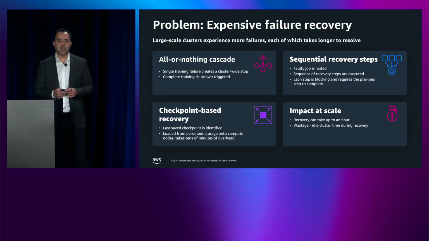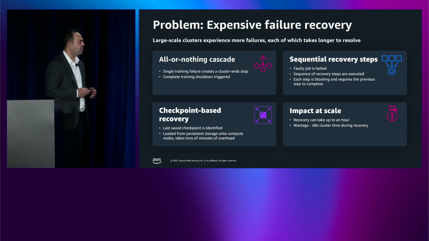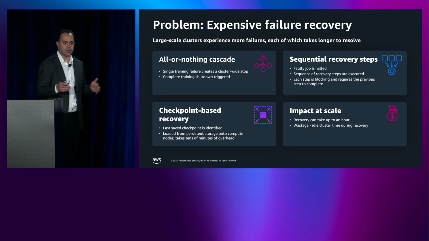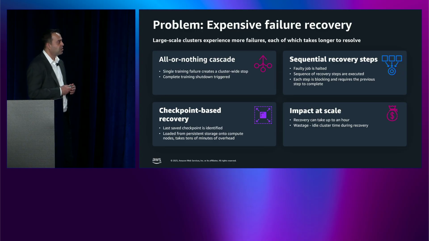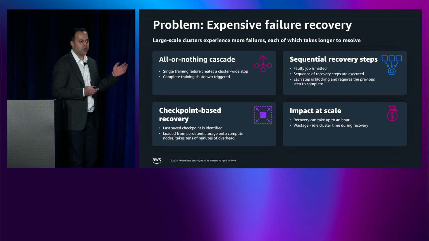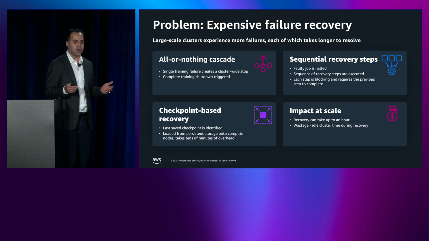But there's still a key challenge. The first one is that there is an all-or-nothing cascade problem here. When the training is stopping because of a fault, it's stopping on all GPUs in your cluster. Your cluster is completely stopped. It's not doing any work. So that leads to a lot of wastage. Two, all the recovery steps are sequential. First, you're replacing a failed node with a healthy node. Then you are restoring from the last safe checkpoint, and then you're restarting all the training processes. All of that is sequential in nature and blocks every step of the way.